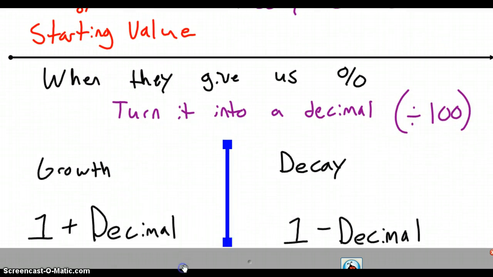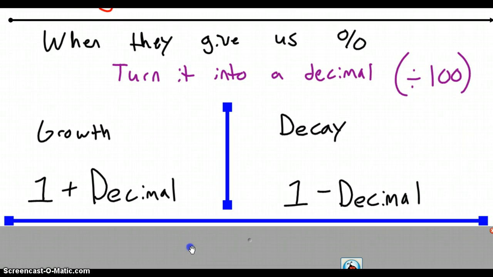Alright, so what we're going to do now is look at the steps to be able to write an exponential equation. Whenever they give us a growth or decay rate, they'll give it to us as a percent. So in order to work with that, we must first turn it into a decimal. What we do is take that percent and divide it by 100.